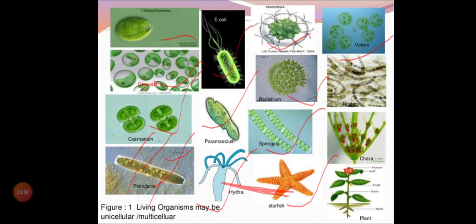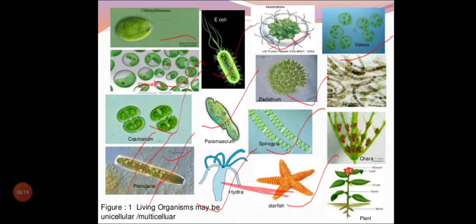Next come to Nostoc. We have learned blue-green algae. So single cell only, but they are all covered by a mucilaginous sheath. Just look like a multicellular, but it is not multicellular. It is all like colonies of Nostoc or blue-green algae.